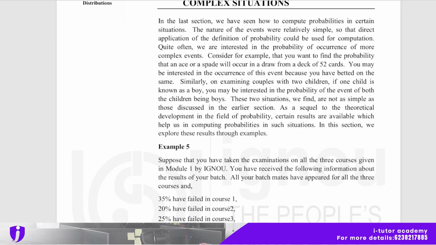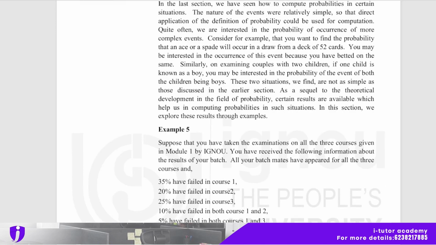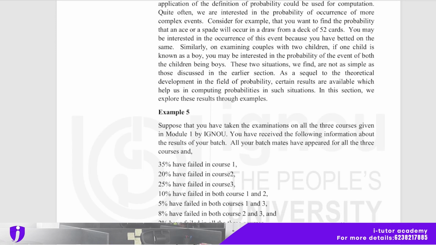Consider, for example, that you want to find the probability that an ace or a spade will occur in a draw from a deck of 52 cards. You may be interested in the occurrence of this event because you have bet on the same. Similarly, on examining couples with two children, if one child is known to be a boy, you may be interested in the probability of the event of both the children being boys. These two situations are not as simple as those discussed in the earlier section.